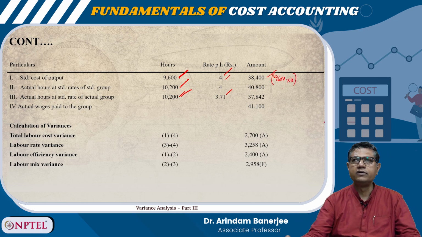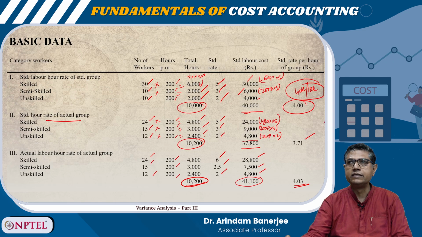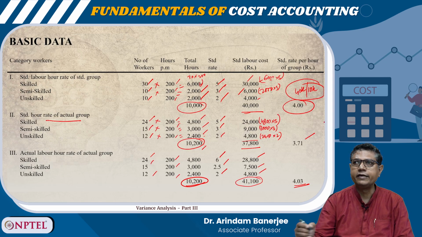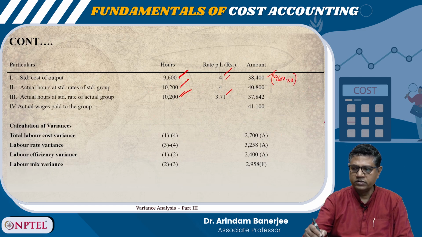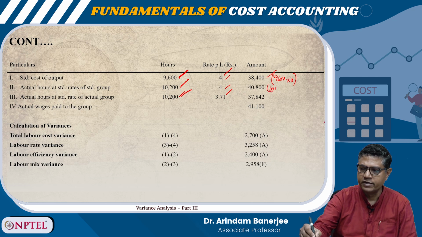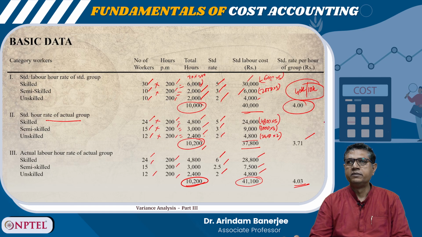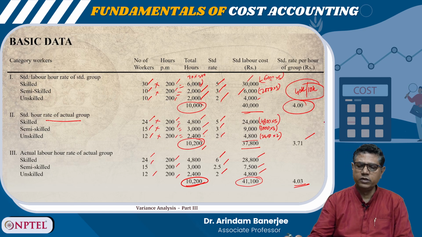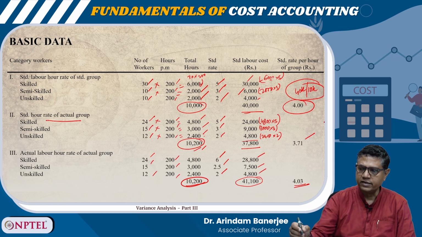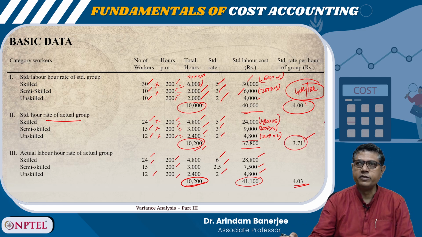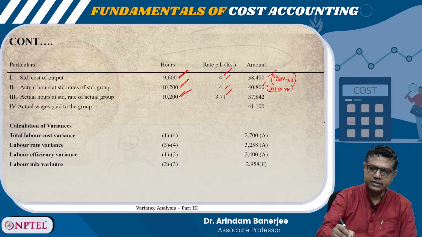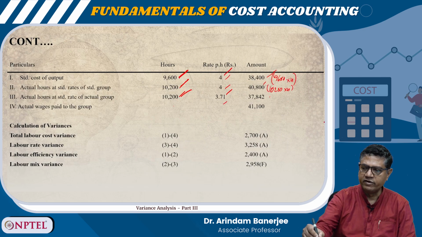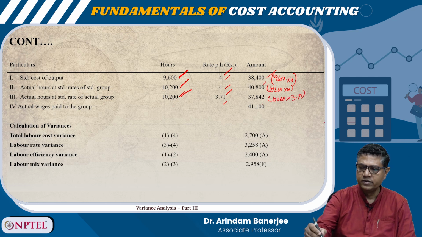For actual hours at standard rates of standard group, we can see here it is 10,200, and 4 is the rate. If I multiply 10,200 into 4, I will get 40,800. The standard hour rate for actual group, it is 10,200 total hours, and the rate is 3.71. So I can do it like this: 10,200 into 3.71.